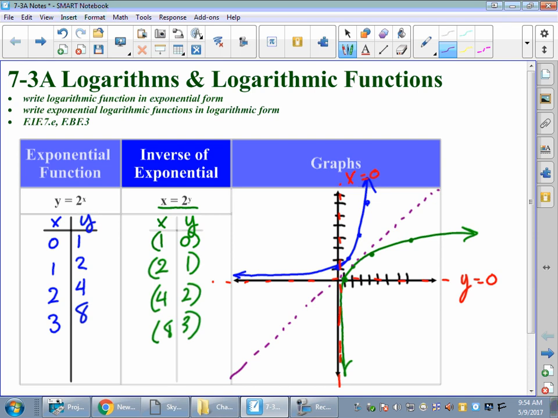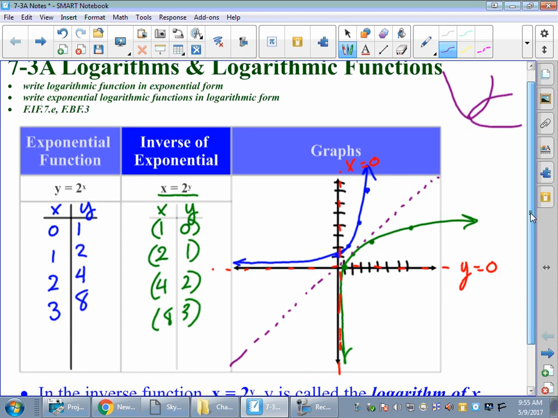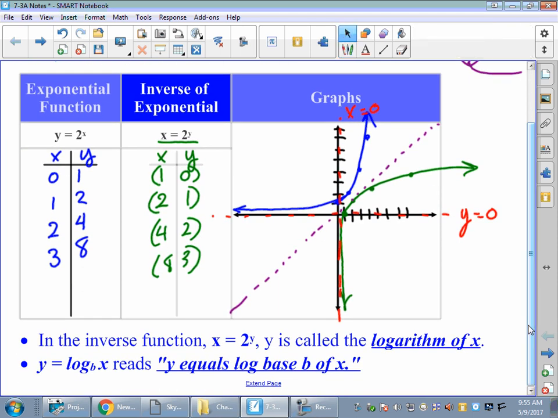We did this back in a chapter, I don't even remember now, where we talked about the inverse of the square root function. We had the quadratic and then we had the square root, and the square root was just a parabola on its side. So the inverse of an exponential is just an exponential graph rotated to the right 90 degrees. That green graph, that inverse, is actually what we call a logarithm. So it is the inverse function of an exponential, and we give it its own name.